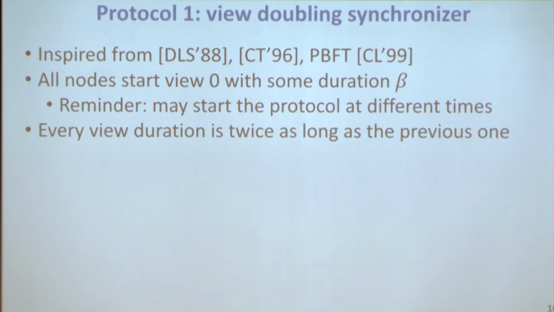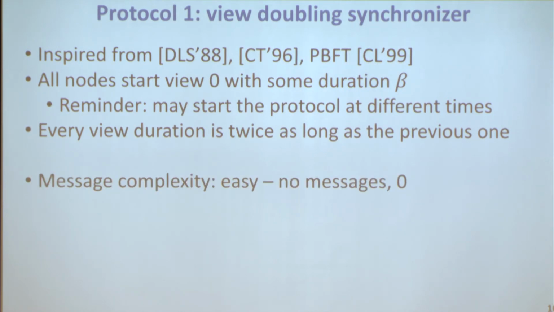In view doubling, every view is twice as long as the previous one. So view 0 is beta, view 1 is 2 beta, view 2 is 4 beta, and so forth. I think you can imagine that by doubling the time you spend in each view, from some point in time, all the honest nodes will spend at least a certain threshold in each view. And it works really well.